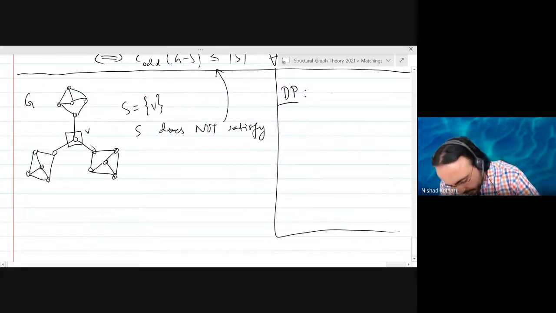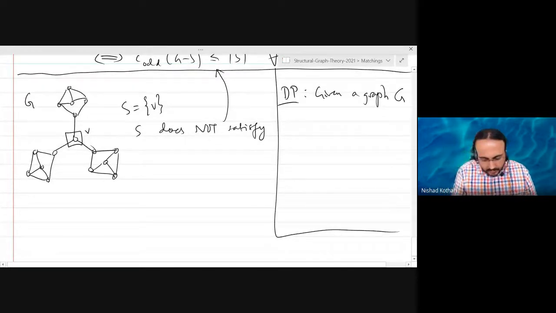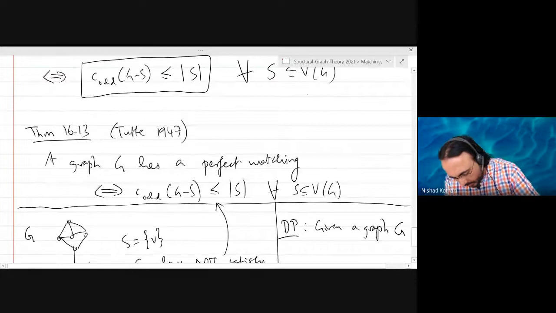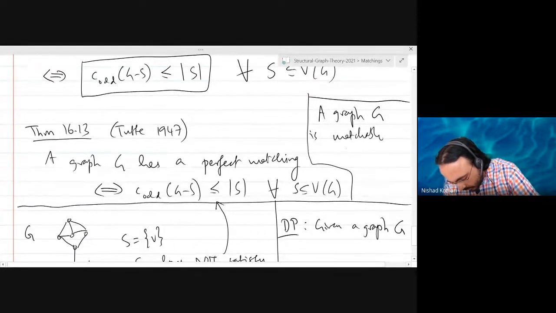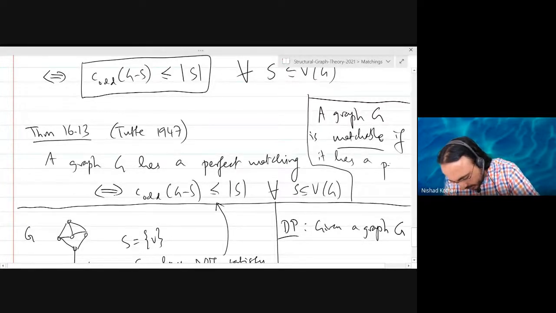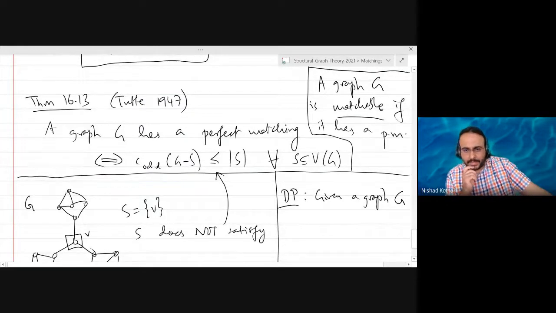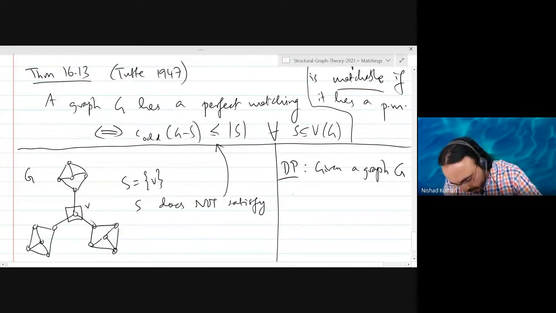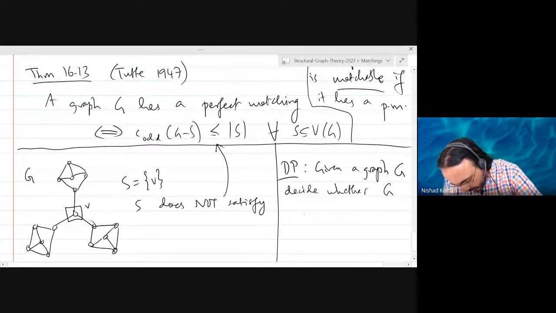Right? So if you look at the decision problem, given a graph G, let me introduce one term. Let's say a graph G is matchable if it has a perfect matching. You will see in the next lecture why I want to introduce this term. So let's call such graphs matchable graphs. So the decision problem is: decide whether G is matchable.